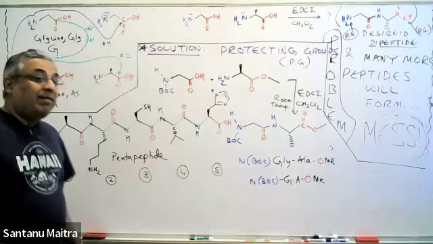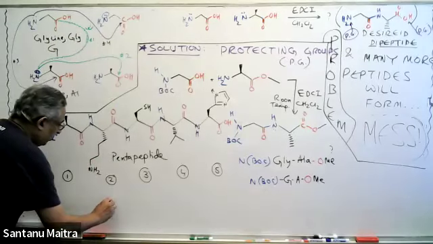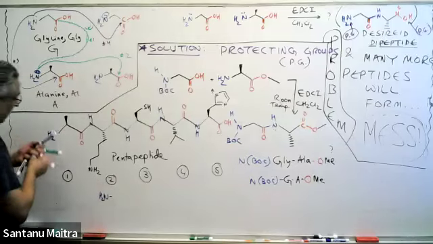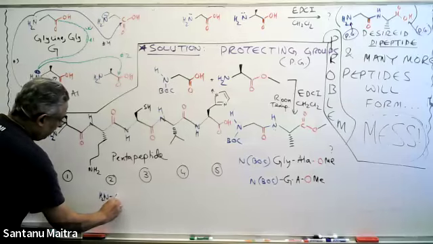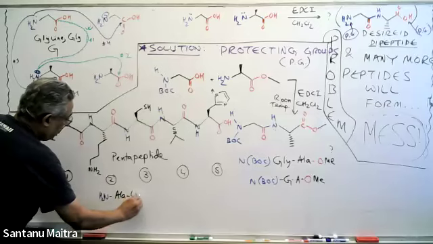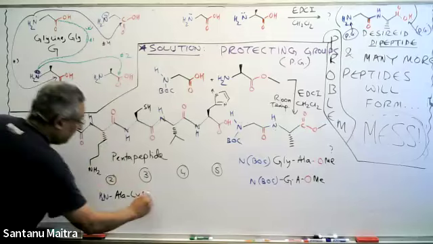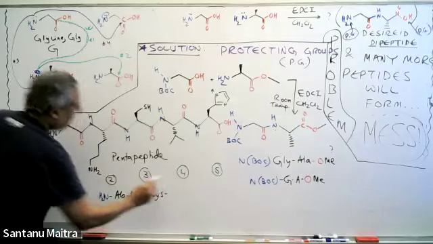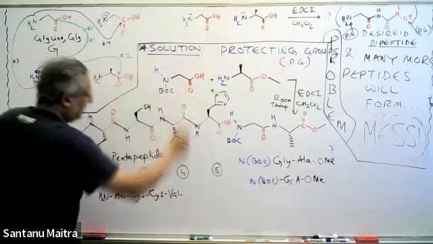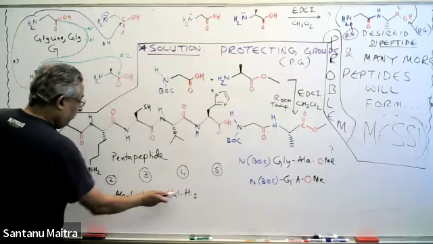If you have to write them out, what will you write? NH2, alanine, lysine, serine, cysteine, valine, histidine. That's it. 1, 2, 3, 4, 5.